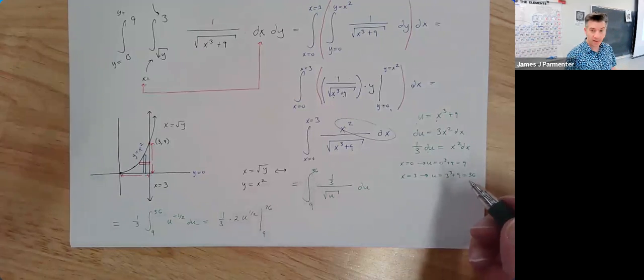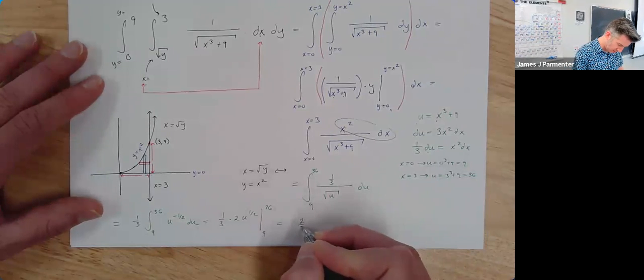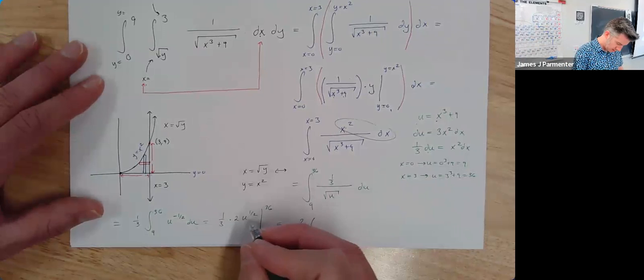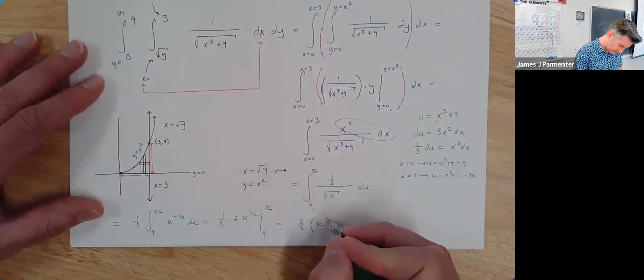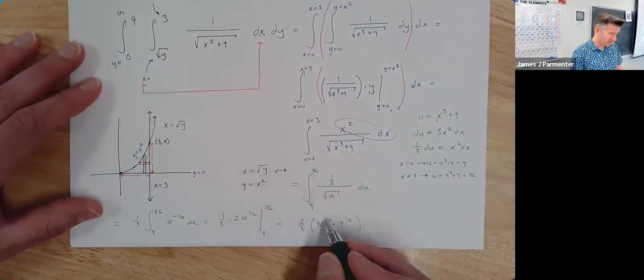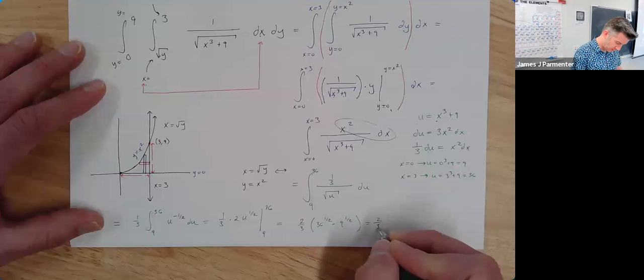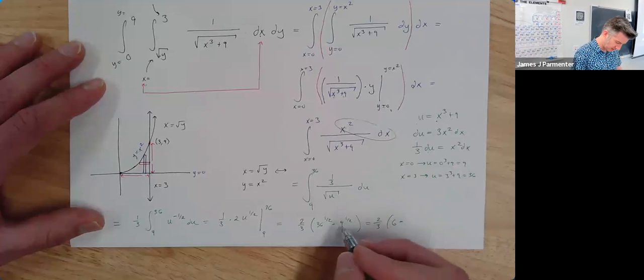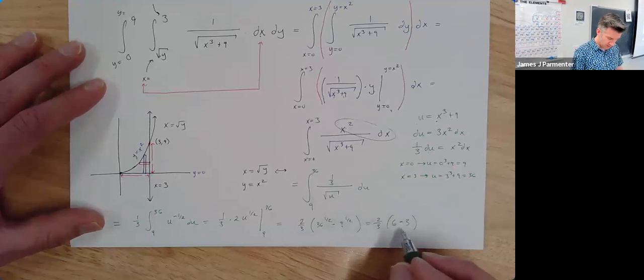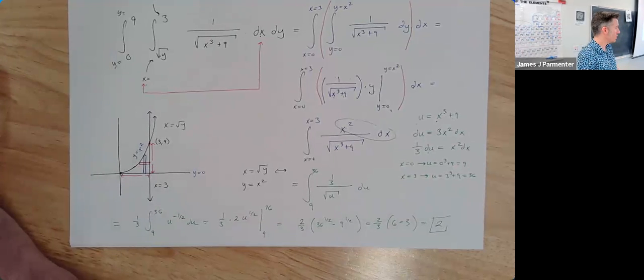We don't have to change back to x's because these are u values. So we're just going to plug in and we're going to get 2/3 times 36 to the 1/2 minus 9 to the 1/2. 36 to the 1/2 is just the square root of 36. This is really 2/3 times 6 minus the square root of 9, which is 3. And 2/3 times 3 is just 2. All that work for 2. Kind of cool. It's nice when it comes out nice.